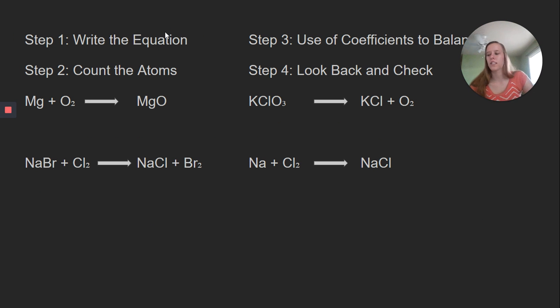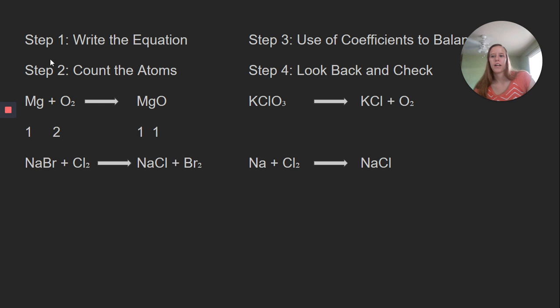So we're going to work on some other ones here. Remember our 4 steps at the top. We're going to first just write the equation, which we already have written. So this one is going to be magnesium and oxygen. This is potassium chloride, oxygen, sodium bromide and chloride, and then sodium and chloride. Okay?